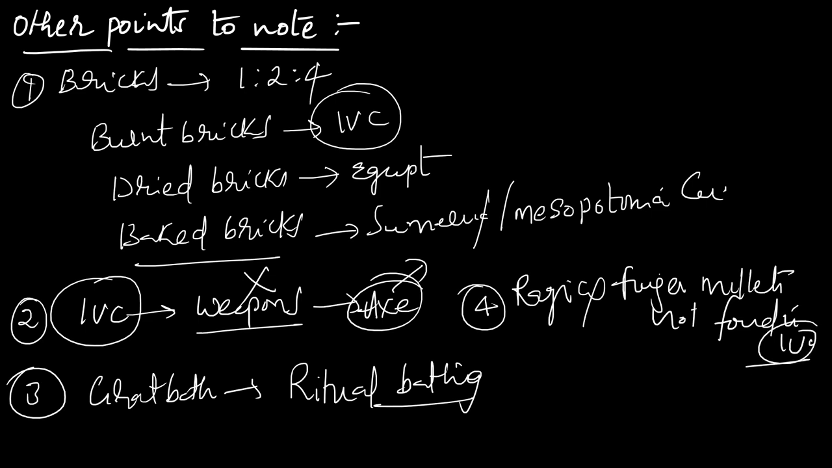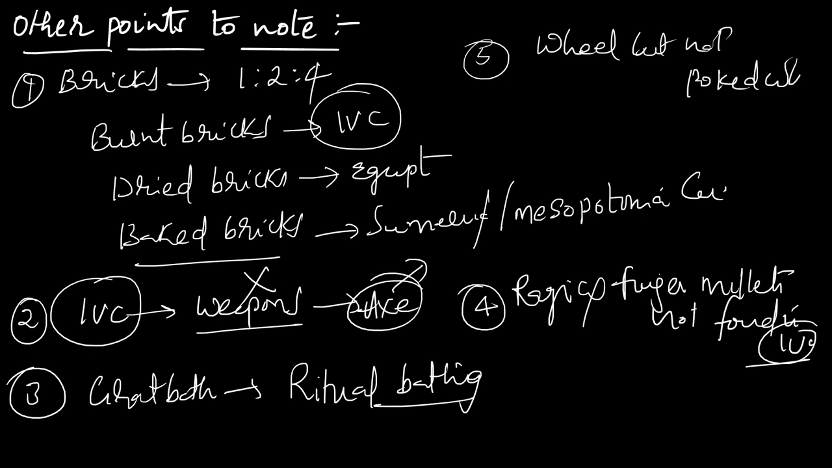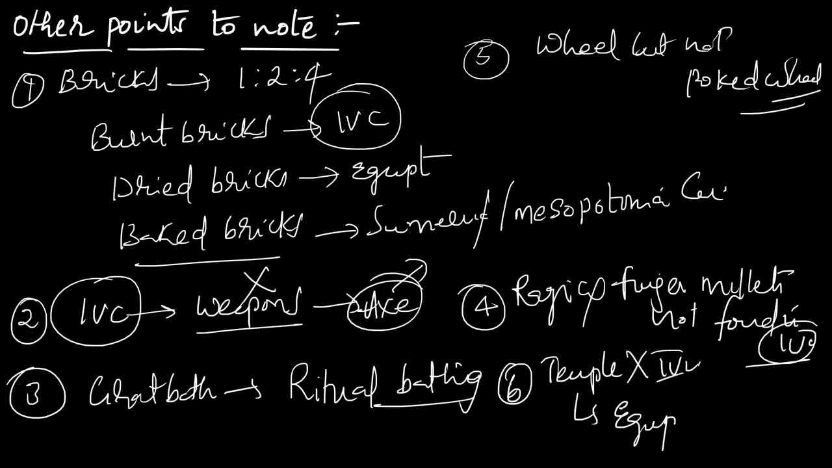Along with it, we have to know that Harappan people knew the wheel, but not the spoked wheel. Here, temples are not found in IVC, we know very well. Temples are not in IVC, but in Egypt we can see temples. Here, temples means not like Hindu temples, but worshipping places. These are the other points we need to know.